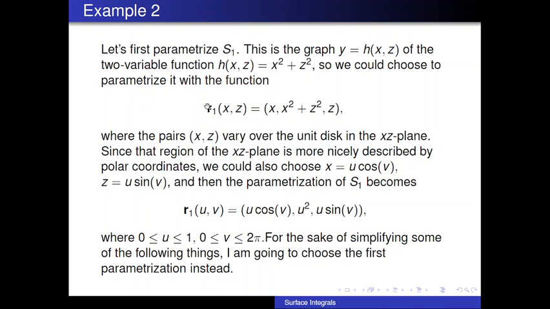So for today, we'll have R1 of x, z equals x in the first component, x squared plus z squared in the second component, and z in the third. And here the 1 decorating the R stands for the fact that we are parametrizing S1. That's just a decorative choice that I made because I know we're going to be doing this 2 different times, and I'd like to distinguish between the 2. Okay, so we'll go with this parametrization.